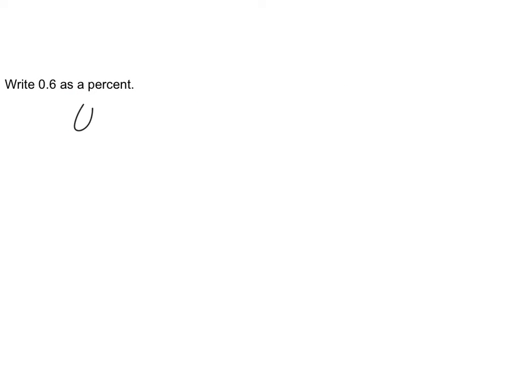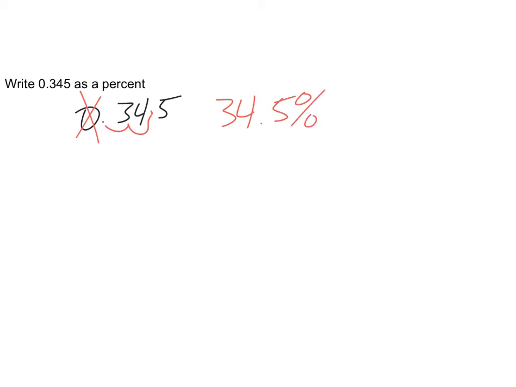Writing 0.6 as a percent. Again, we take that decimal point and we move it to the right 2 spots. You'll notice that there wasn't a number in this second spot, so I fill it in with a 0. Since the first number was a 0, we can get rid of that, and it turns into 60%. Next, 0.345. Again, only moving it 2 spots over. And since the 0 is at the start, we can get rid of that, and it turns into 34.5%.